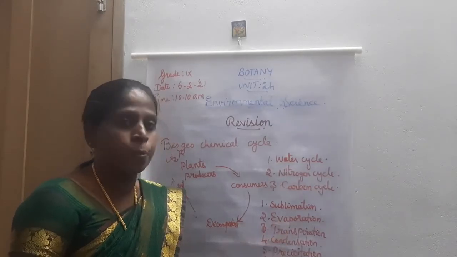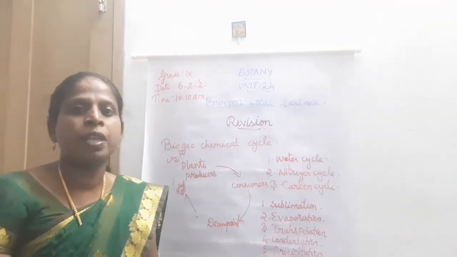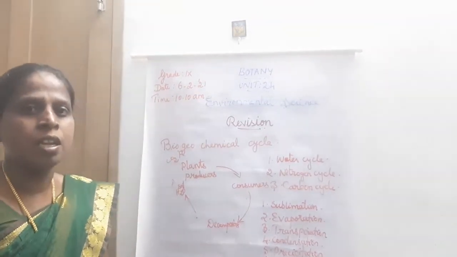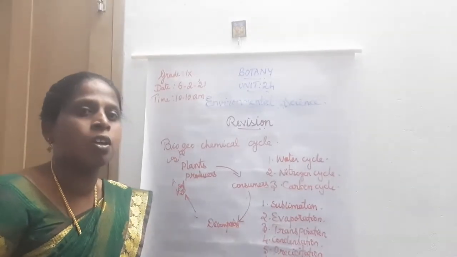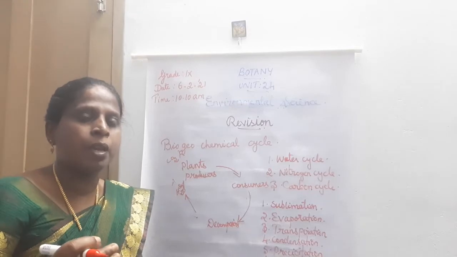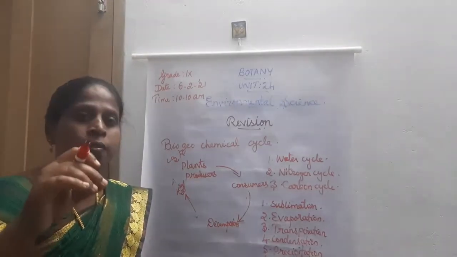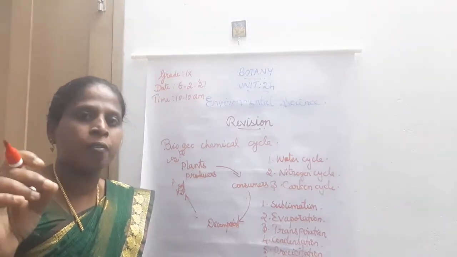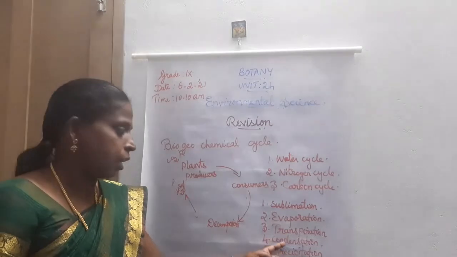The third one is transpiration. What does transpiration mean? The loss of water from the aerial parts of the plant is called transpiration. The leaves consist of small holes called stomata. Through these stomata, the excess water evaporates in the form of water vapor to the atmosphere. That process is called transpiration.